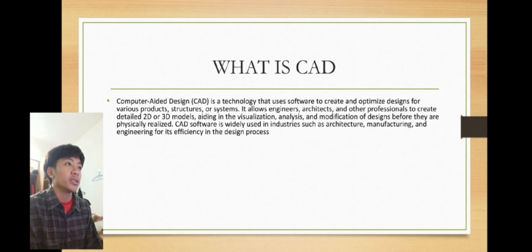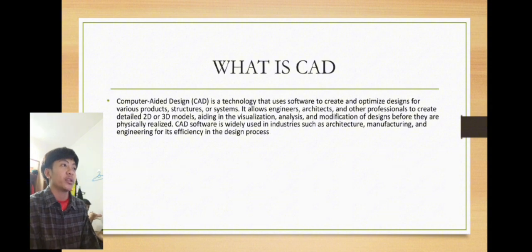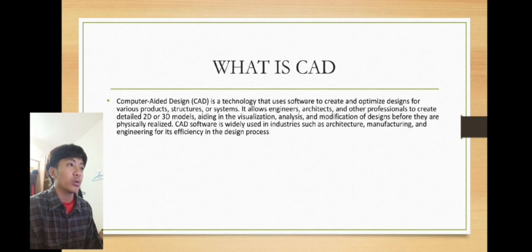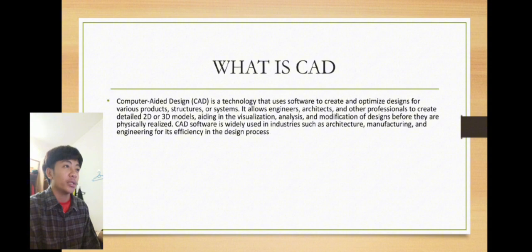Computer aided design is a technology that uses software to create and optimize designs for various products, structures, or systems. It allows engineers, architects, and other professionals to create detailed 2D or 3D models, aiding in the visualization, analysis, and modification of designs before they are physically realized. CAD software is widely used in industries such as architecture, manufacturing, and engineering for its efficiency in the design process.